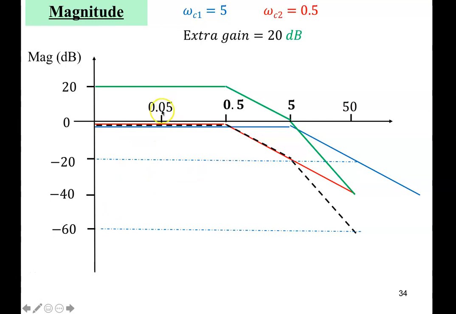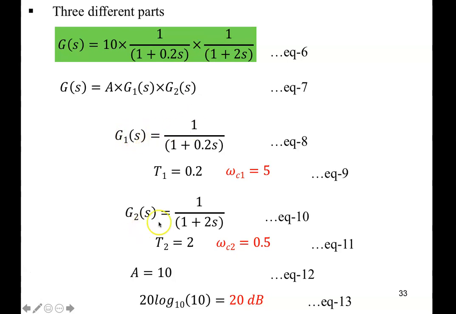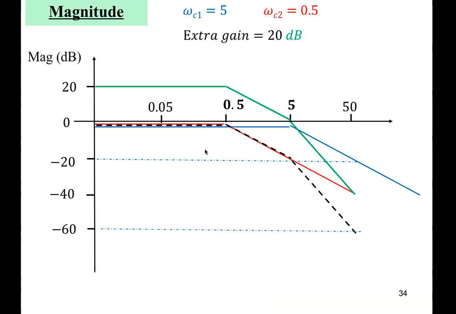And I'm going to divide the frequency axis into several divisions. I'm going to mark my two corner frequencies here. So there's a 5 here, there's 0.5 here, and then I need to go at least one division below, that's 0.05, and I need to go at least one division up from the highest corner frequency, that's 50. Okay, so for G1 and G2, you have s terms in the denominator, so they both go down, but they have different corner frequencies.